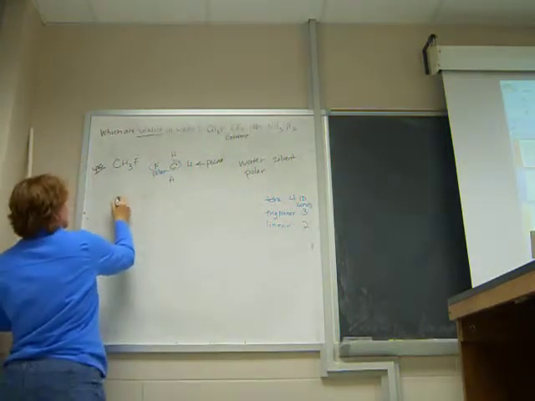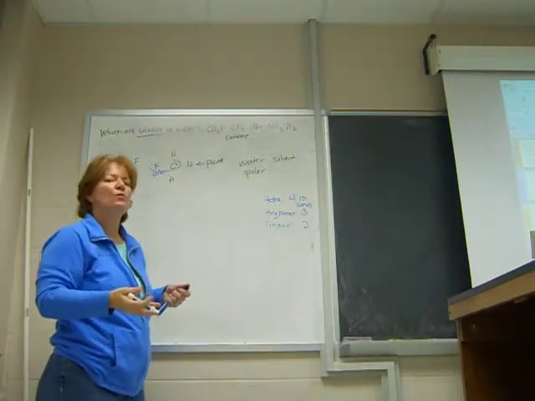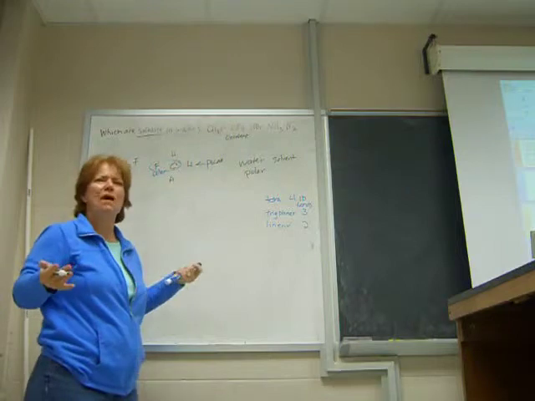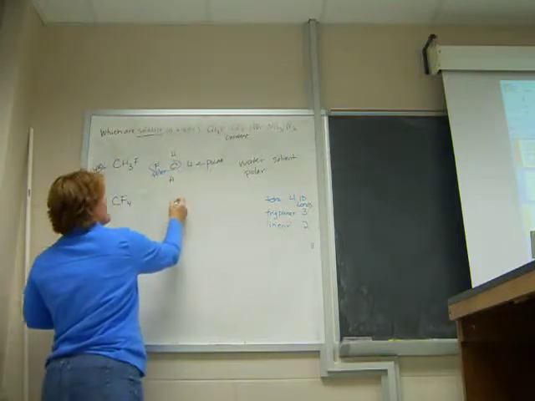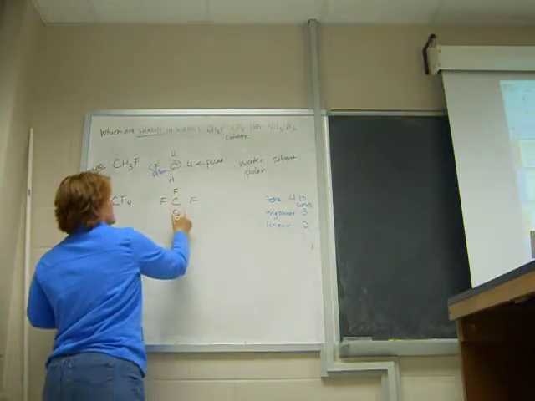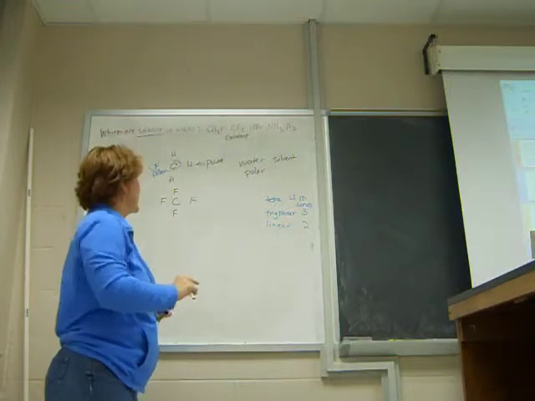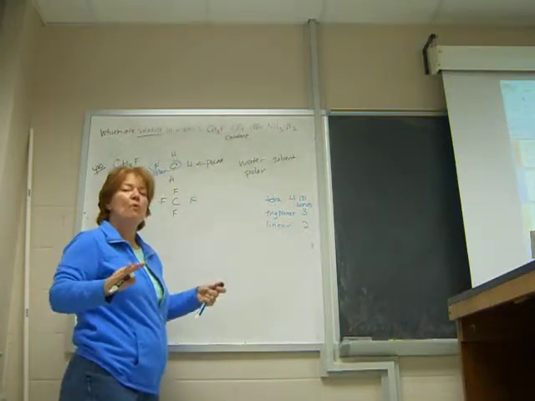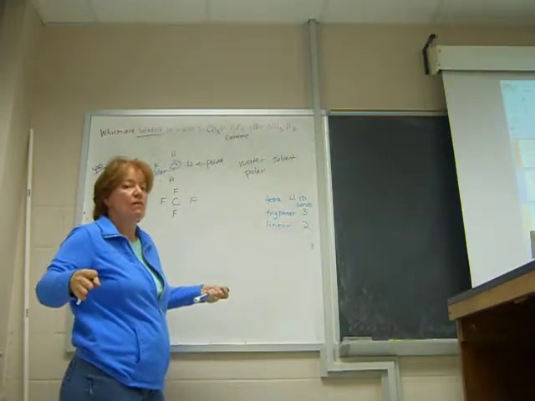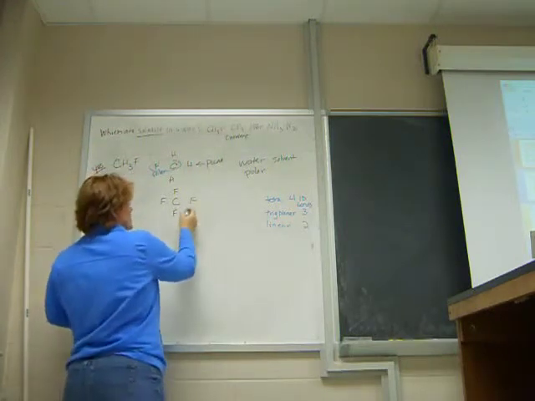Let's do CF4. Once again, I don't really want to draw the whole Lewis structure, but I do need to figure out what's bonded to what. I know carbon would be my central atom. So it looks like this thing has 4 carbon-fluorine bonds. Again, I first need to see, do I have any polar bonds at all? If I have no polar bonds, the whole molecule is nonpolar. Here I have a polar bond. I've memorized that this is polar.